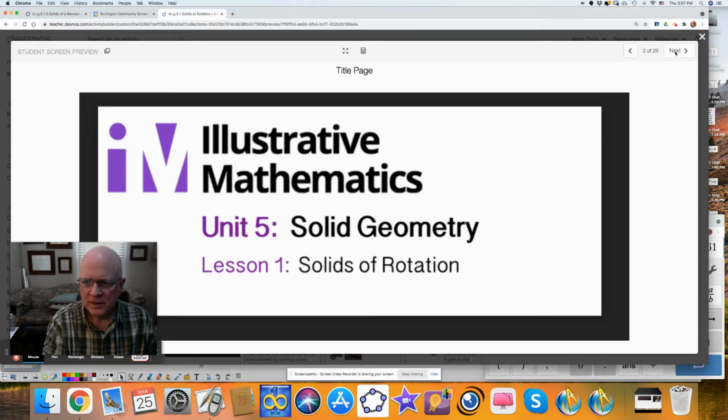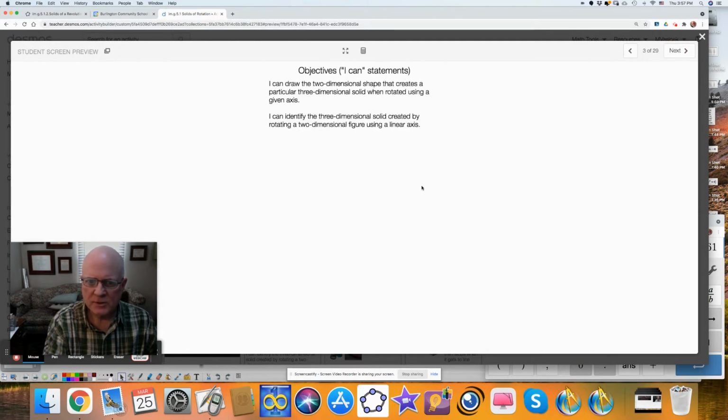Unit 5, Solid Geometry, and this is our first lesson from this unit. By the end of this lesson, you should be able to say, I can draw a two-dimensional shape that creates a particular three-dimensional solid when rotated around a given axis. And the second is I can take a three-dimensional solid that is a solid of rotation and identify the three-dimensional solid that will occur when I rotate.